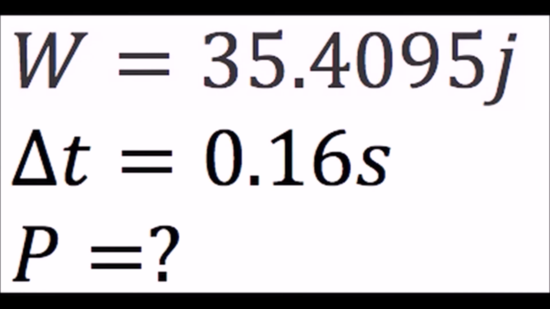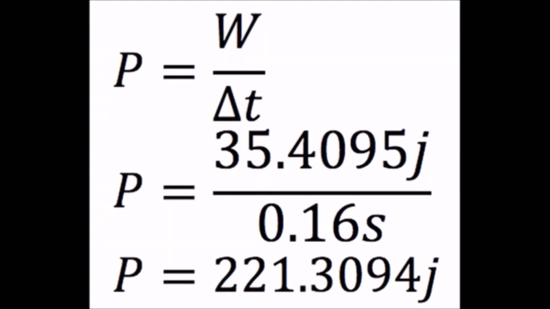Power of the ball. For my givens list, work equals 35.4095 and time equals 0.16 seconds. Now we have to figure out power. I use the equation power equals work over time. After doing all my calculations, I figured out power equals 221.3094 joules. Therefore, the ball produced 221.31 joules of power.